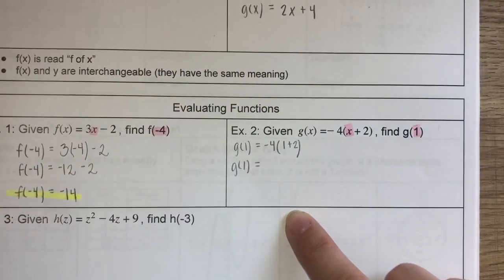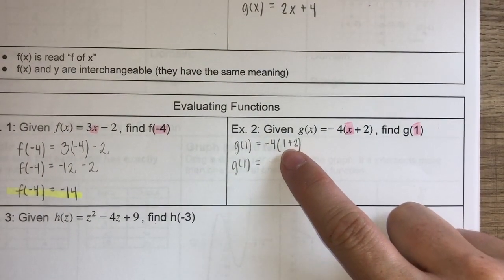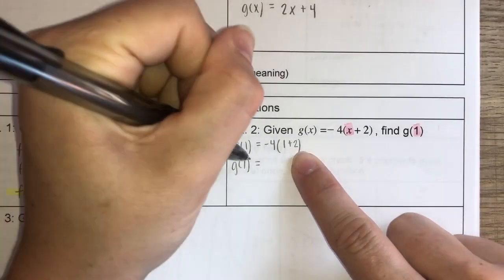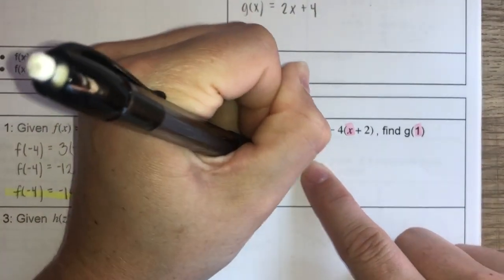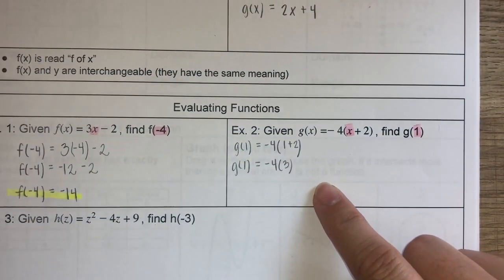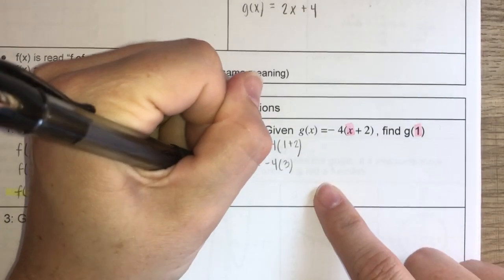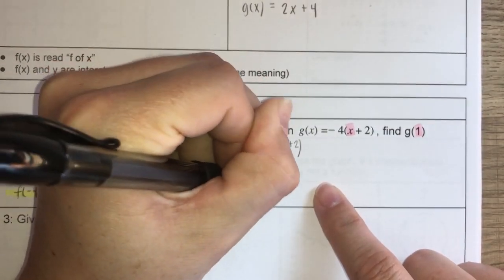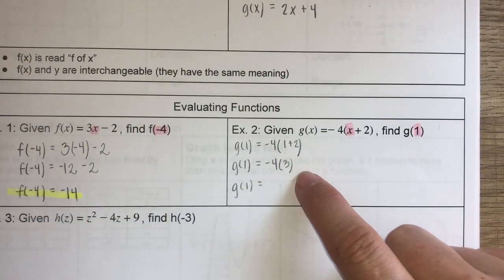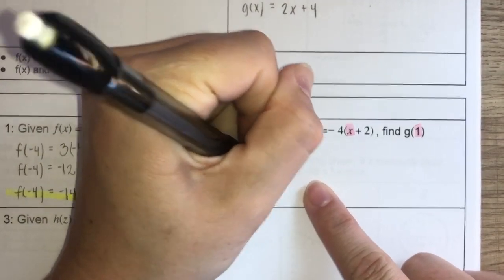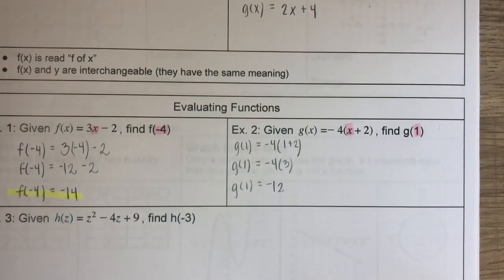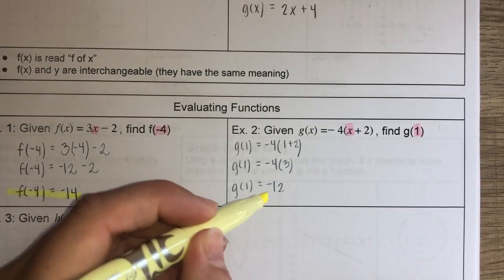So g of 1 equals, inside the parentheses, 1 plus 2 turns into 3. So this turns into negative 4 times 3. And then g of 1 equals negative 4 times 3, which is negative 12. So g of 1 equals negative 12.